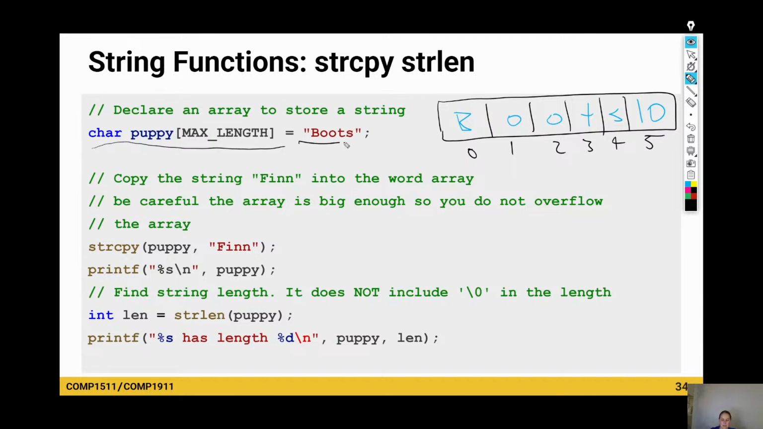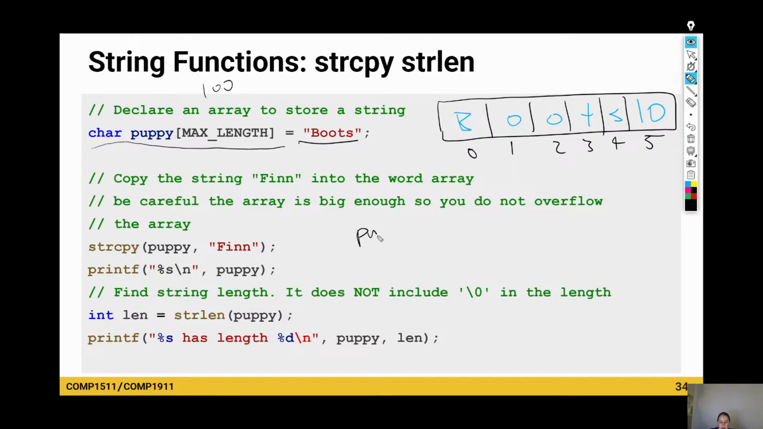Okay, so that's my string. I don't know how big this array is. Imagine it's like 100 or something. It doesn't matter. Now, maybe I've just adopted this puppy and I've decided when he gets to our house, we're going to give him his own name. We want to change it to Finn, for example.